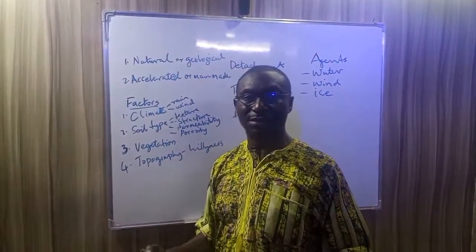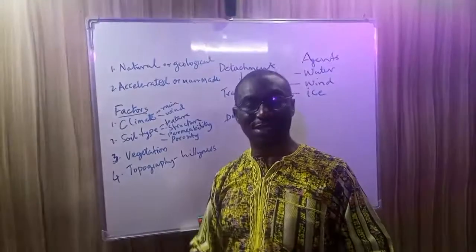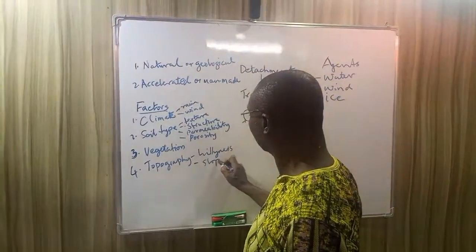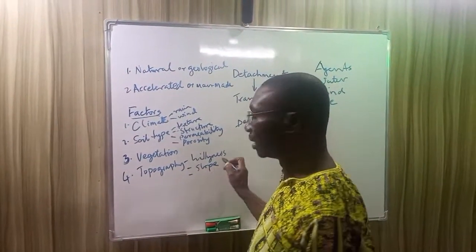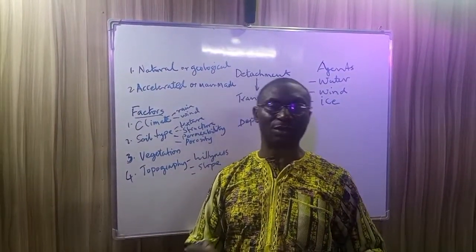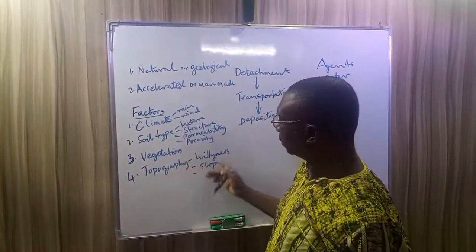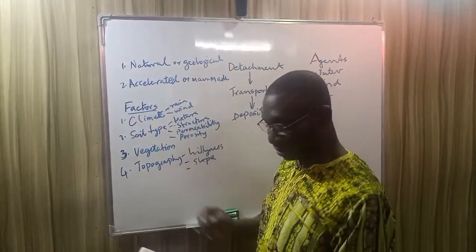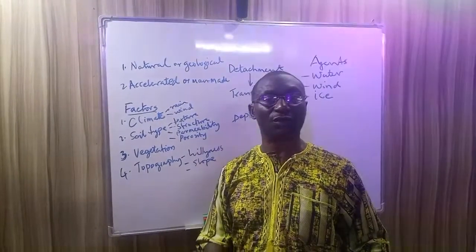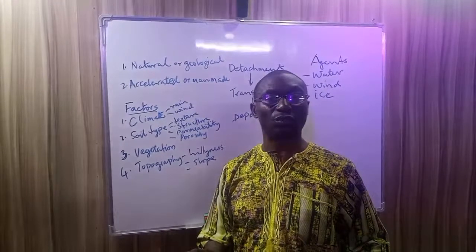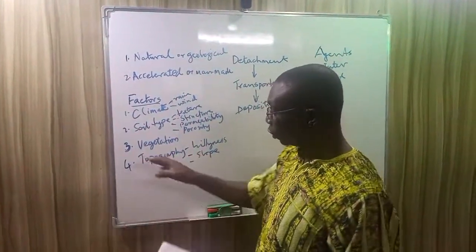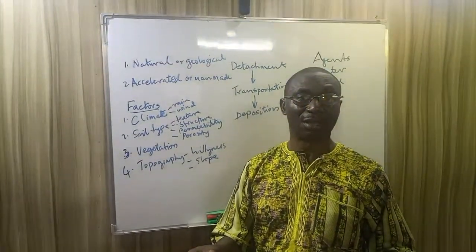The hilliness of the land, the orientation of the land. How is the land? The slope of the land. Is the slope high? Is the slope low? This determines the speed of the water. It determines how the runoff is going. It determines the strength with which the running water can detach the soil.